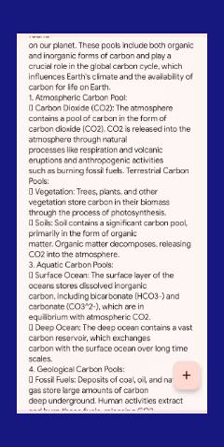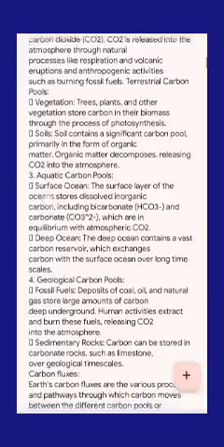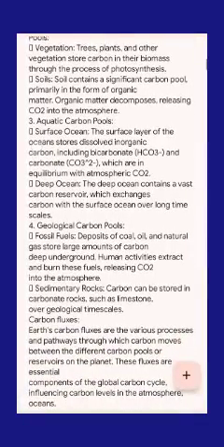2. Terrestrial carbon pools. Vegetation. Trees, plants, and other vegetation store carbon in their biomass through the process of photosynthesis. Soils. Soil contains a significant carbon pool, primarily in the form of organic matter. Organic matter decomposes, releasing CO2 into the atmosphere.